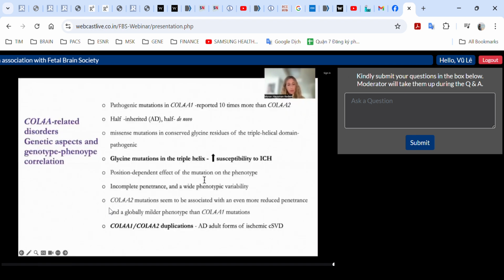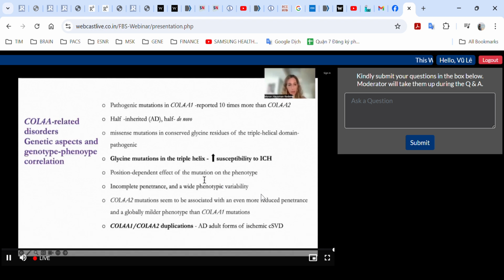And just in terms of genotype-phenotype correlations of COL4A-related disease, we know that COL4A1 is much more commonly reported than COL4A2. Is it because COL4A2 is causing the less severe disease? It's really unknown, but half of the mutations are inherited from a parent. We do know that missense mutations in the conserved glycine residues of the triple helical domain are usually pathogenic, and they increase susceptibility to intracranial hemorrhage.